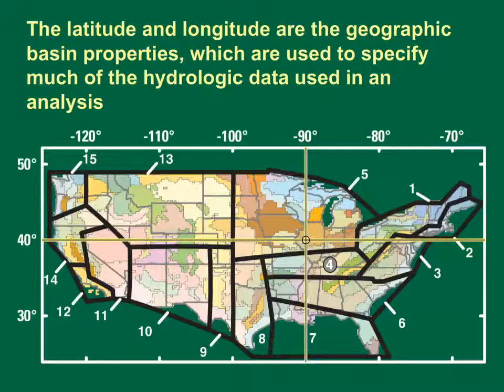This is a map of the United States showing a hypothetical location at a latitude of 40 degrees and a longitude of -90 degrees. This map shows the U.S. Environmental Protection Agency rain zones as the black bordered and numbered polygons. The rain zone can be used to select precipitation statistics.